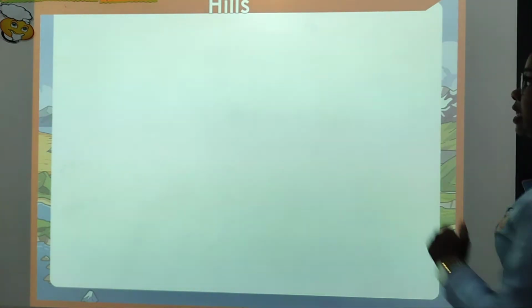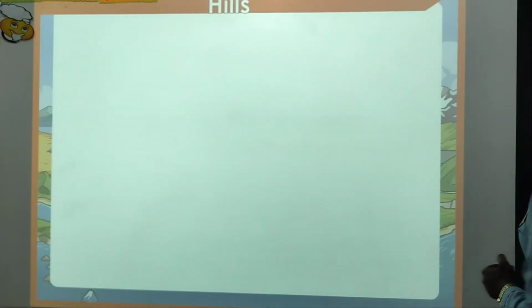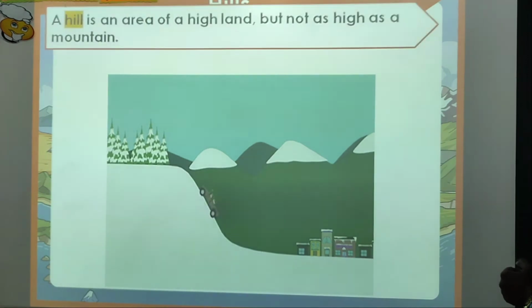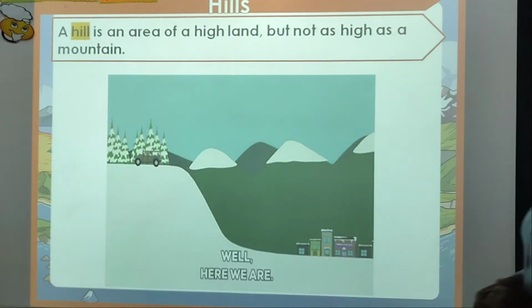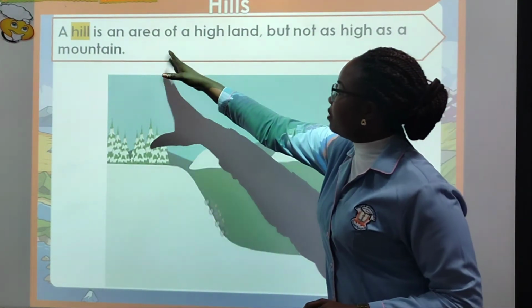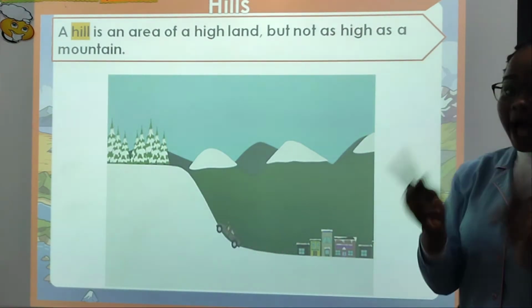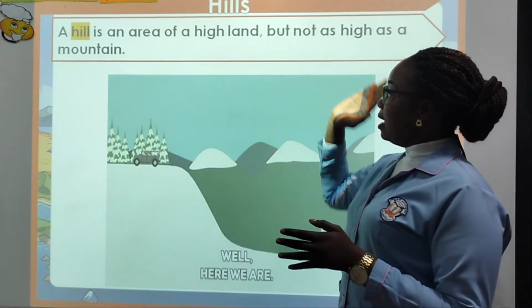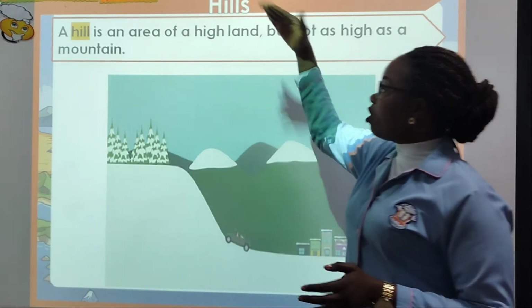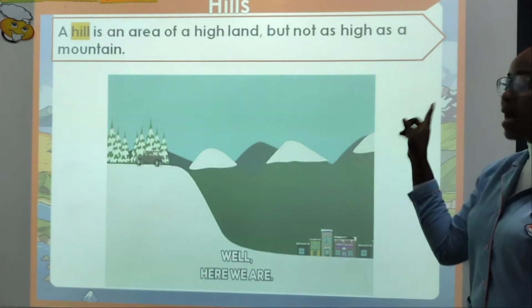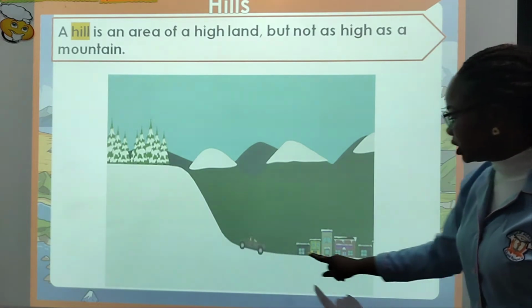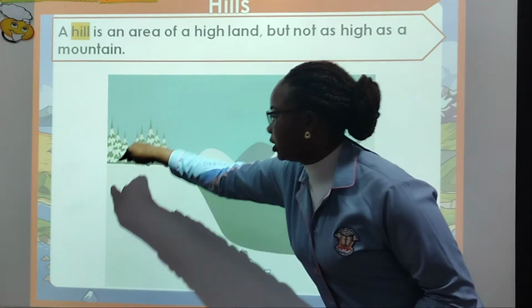Let's talk about the hills. What is a hill? A hill is an area of high land, but not as high as a mountain. Can you see the truck going up the hill?